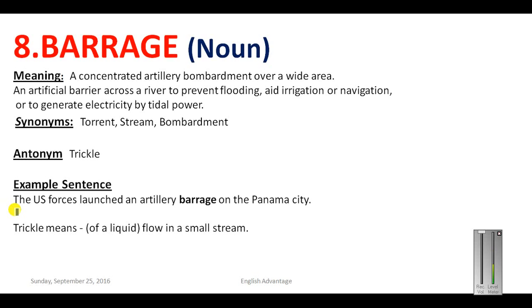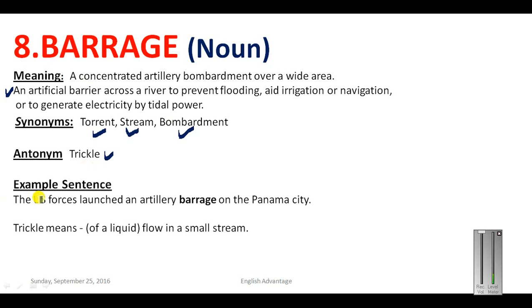Okay. Now barrage means a concentrated artillery bombardment over a wide area. An artificial barrier across a river to prevent flooding. So this word can imply two meanings. The first meaning is a concentrated artillery bombardment, and the second meaning is an artificial barrier across a river to prevent flooding. So the synonyms for this word are torrent, stream and bombardment. So the antonym for this word could be trickle, because trickle is a very small stream of water.